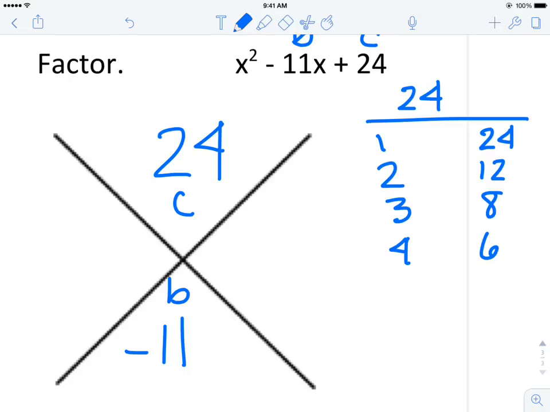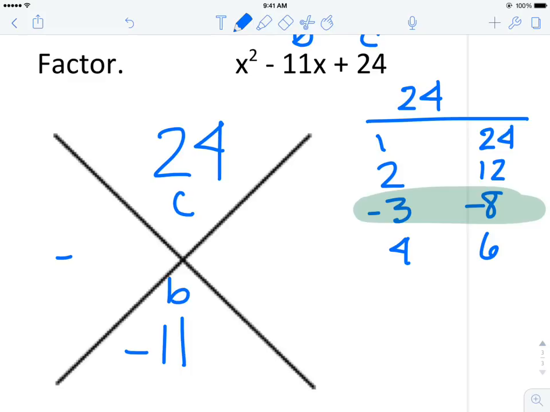I need to think, how can I put some combination of a pair of these numbers together to get negative 11? So all this means that some of them need to be negative, and I have a positive number up top. The only way I can get a positive number is if both of them are negative, because if we multiply two negative numbers, we get a positive. So I see that if I have negative 3 and negative 8, I add them together, I'm going to get a negative 11. But if I multiply them, I get positive 24.